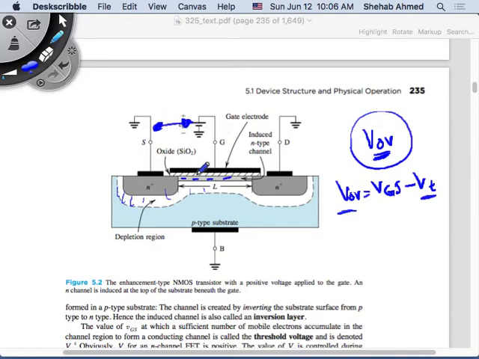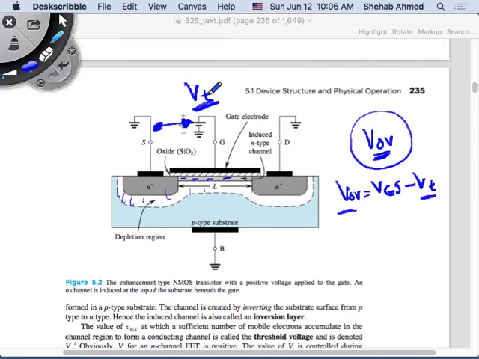To create the channel, before creating a channel, you create a depletion layer. You deplete the region of the majority carriers, and then you pull the minority carriers to the top. Pulling the minority carriers to the top will not happen until you have put a gate to source voltage that is at least equal to VT. Anything you put above VT is extra.